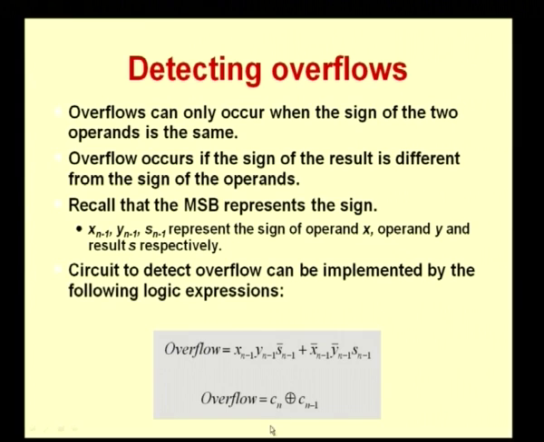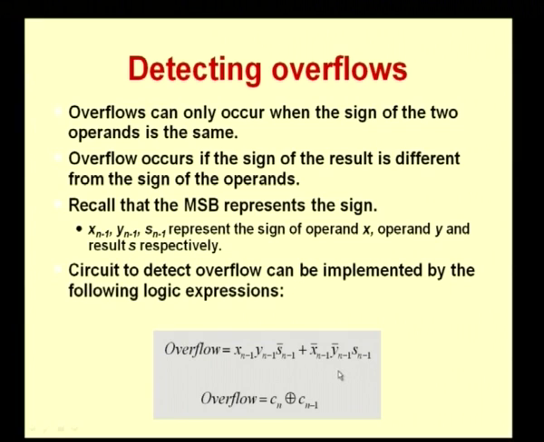This can also be rewritten as Cn exclusive OR with Cn minus 1. So, this is another way in which this can be represented. So, if I have a small circuit therefore, which implements this particular expression, you can also determine your overflow.